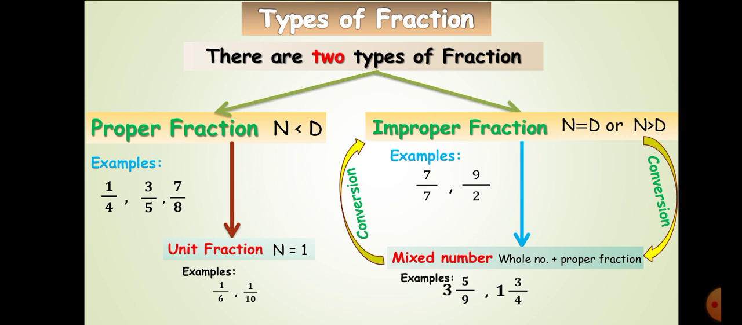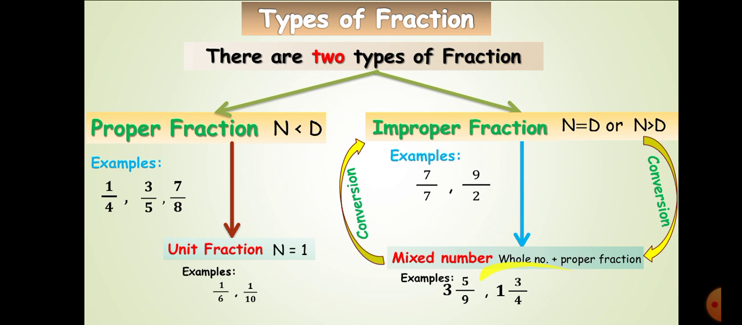Like 3 here, these two numbers would be multiplied and this would be plus. So 3 multiplied by 9 equals 27. 27 plus 5 equals 28, 29, 30, 31, 32. So 32 over 9 is the answer. That is an improper fraction. Then here I am having another example, 1 whole 3 over 4.